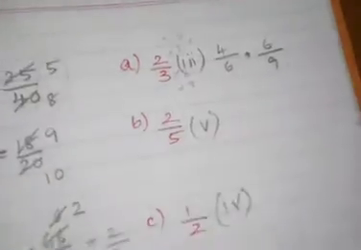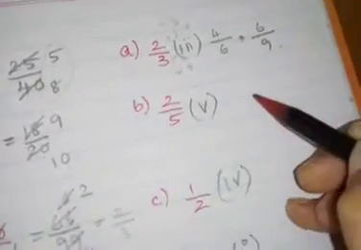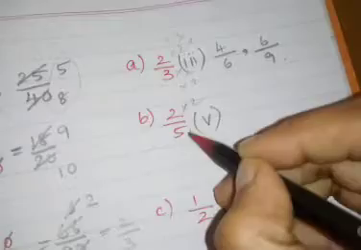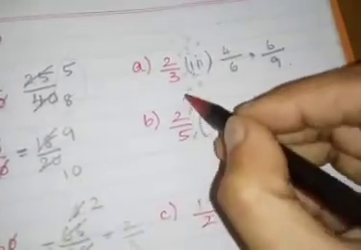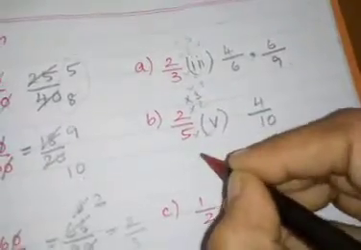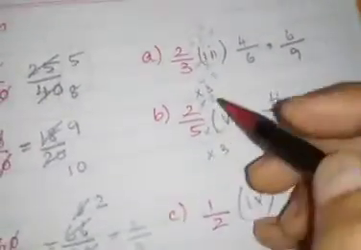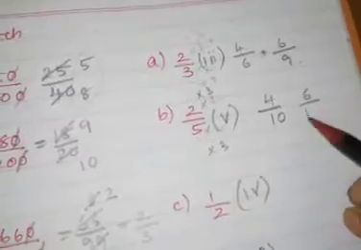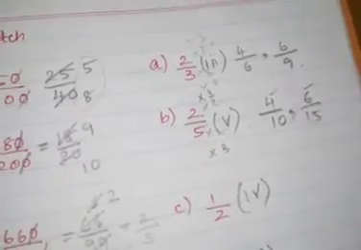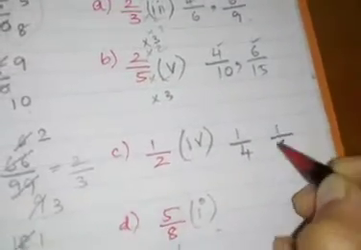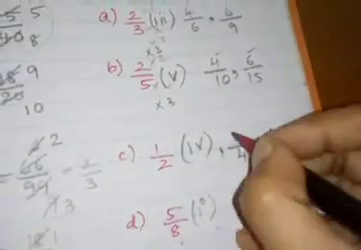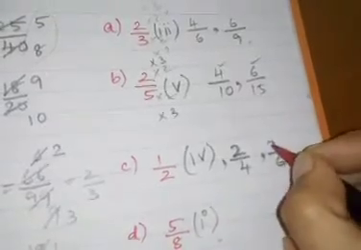Next, for 2 by 5 I am going to find the equivalent fraction. Into 2, 2 2s are 4, 5 2s are 10. Then I am going to do the multiplication of 3. Into 3, 2 3s are 6, 5 3s are 15. So these two are also equivalent fractions for this question. Okay, next 1 by 2. What are some more equivalent fractions? 2 by 4, 3 by 6.